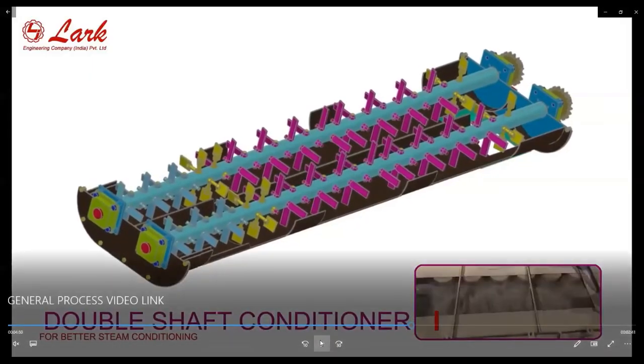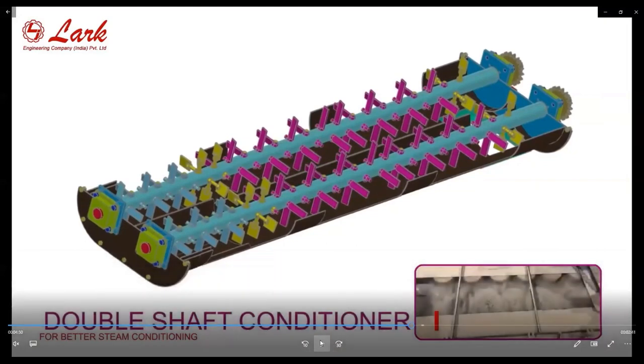Even you can see, mostly conditioners are of single shaft, and the conditioner mostly runs at 40 to 50% filling level. Above 50% is open area, below 40 to 50% is the feed. As steam is light in nature, it mostly covers the open part, and we need steam addition up to the last layer, the core of the conditioner. So it's better to have a double shaft conditioner.